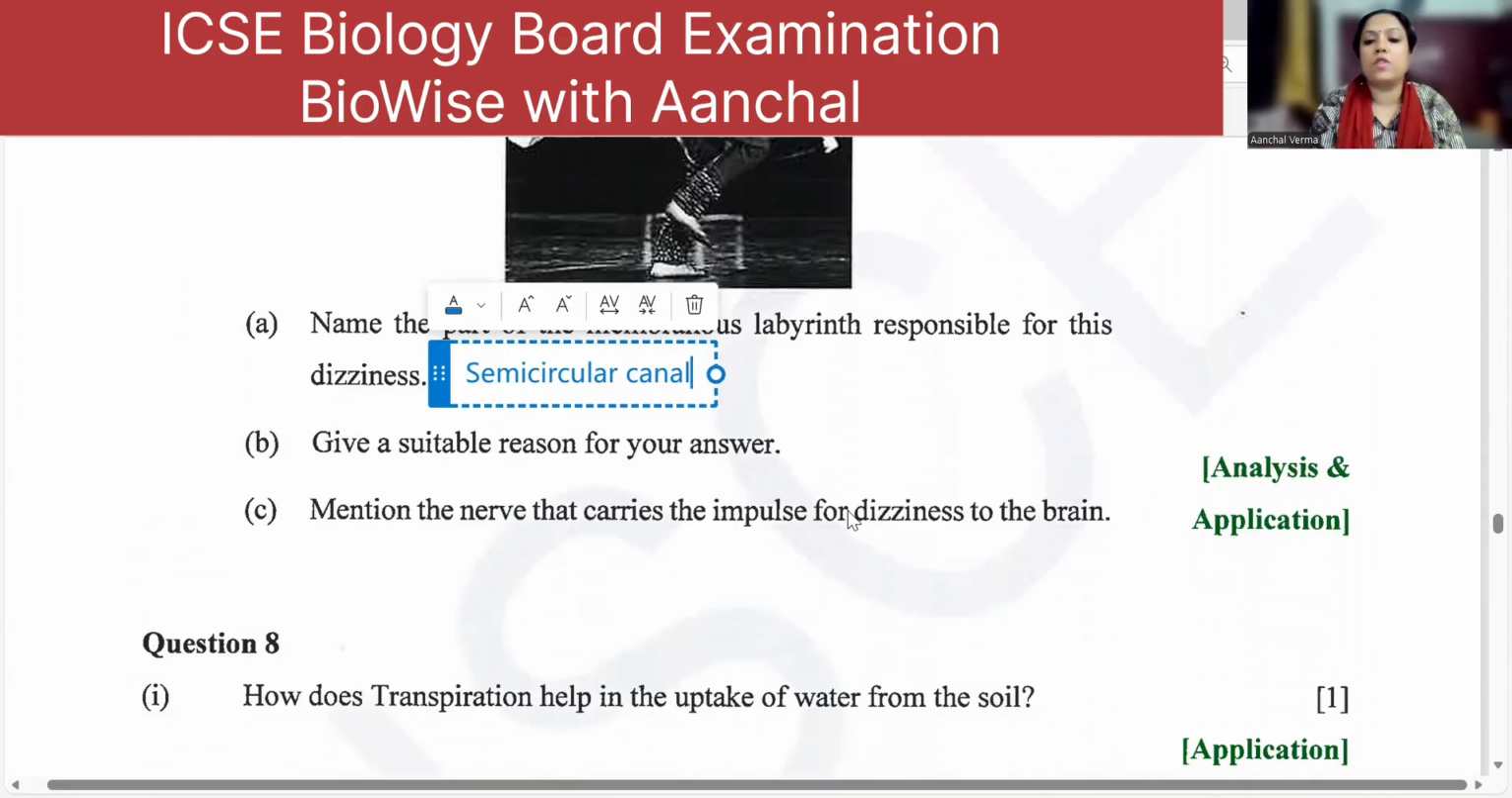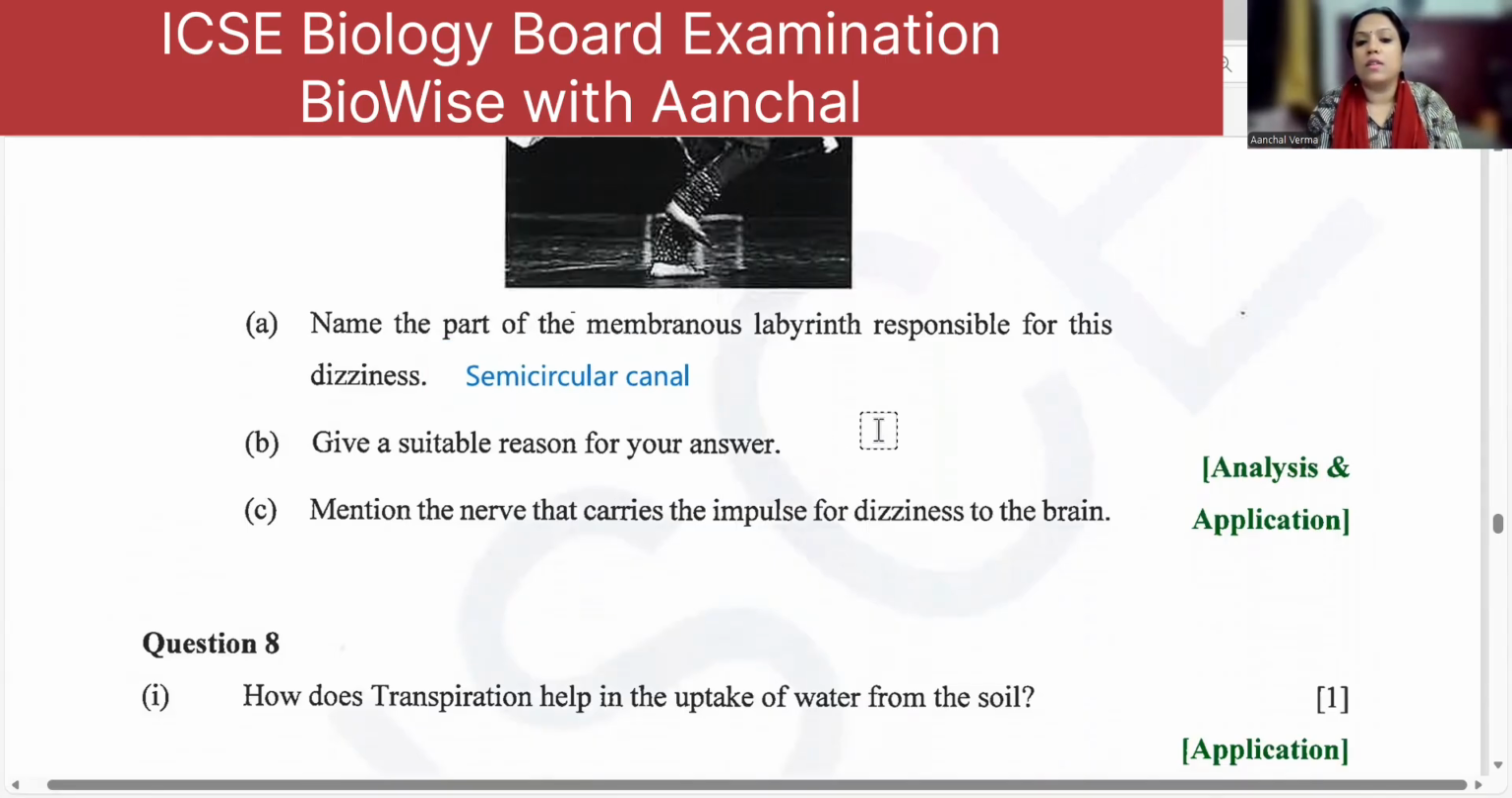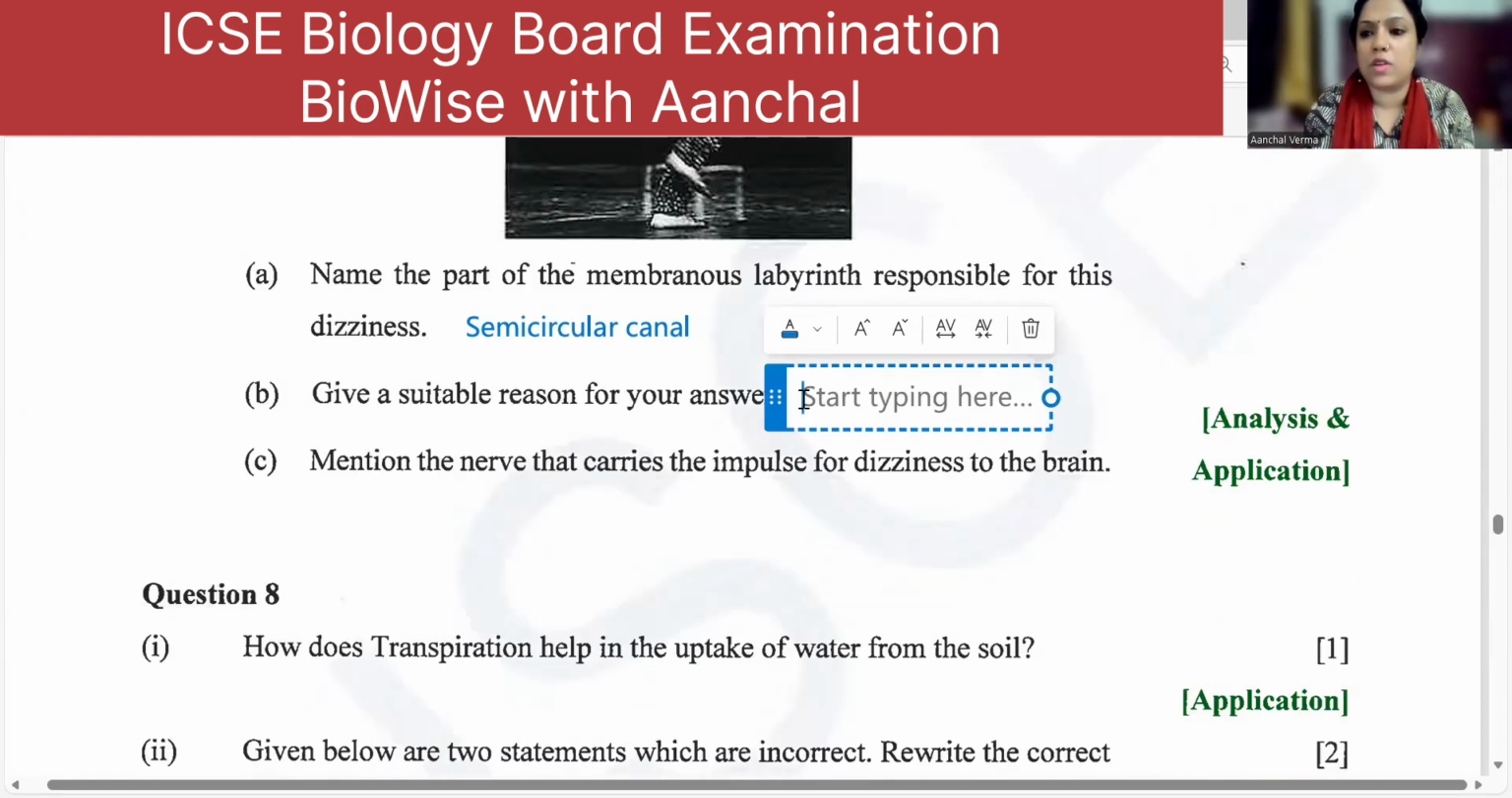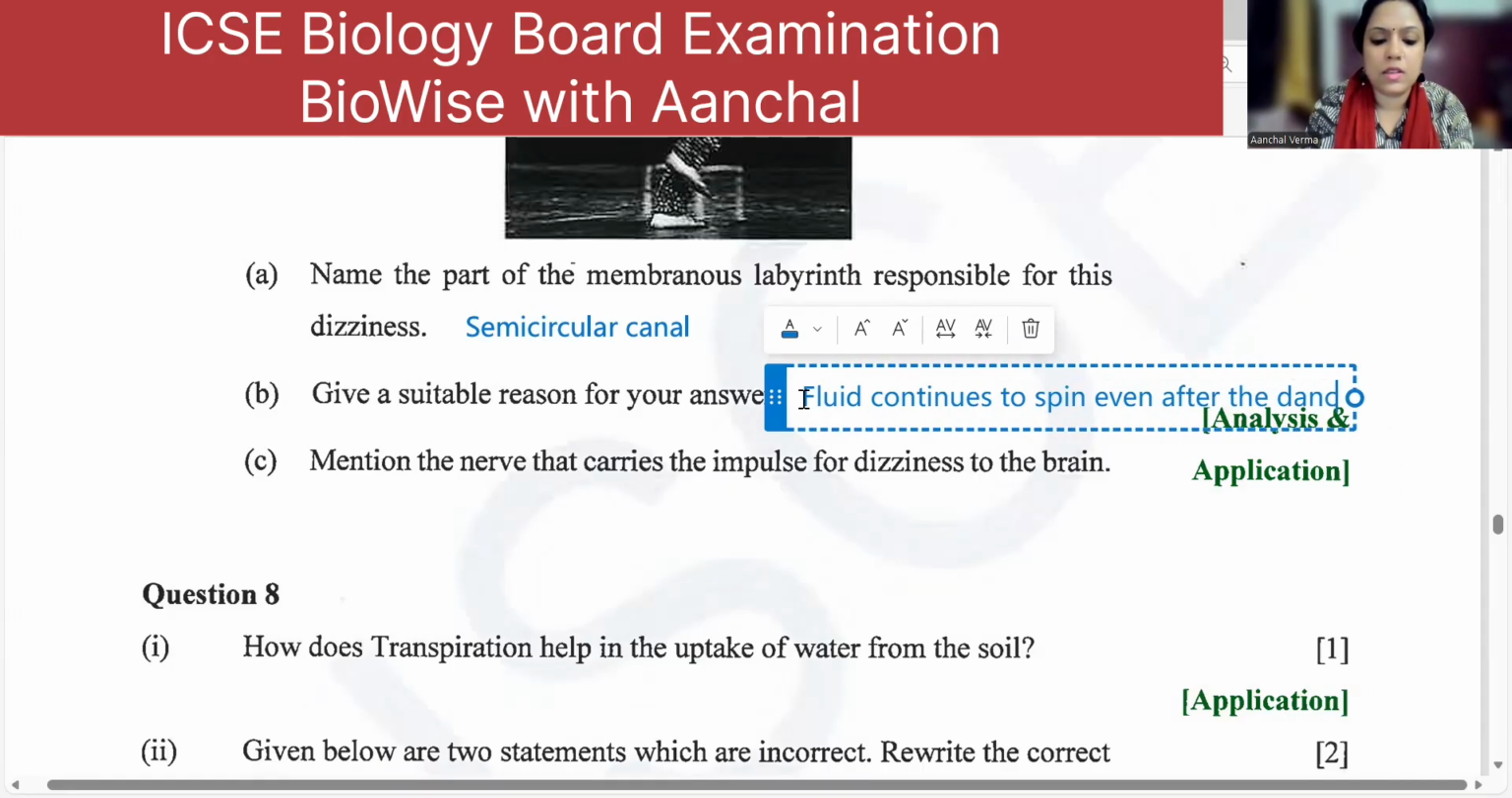Give a suitable reason for an answer. What will be the reason? There is a fluid present in the semicircular canal. The fluid continues to spin even after the dancer stops. And this creates confusion, so that leads to dizziness.